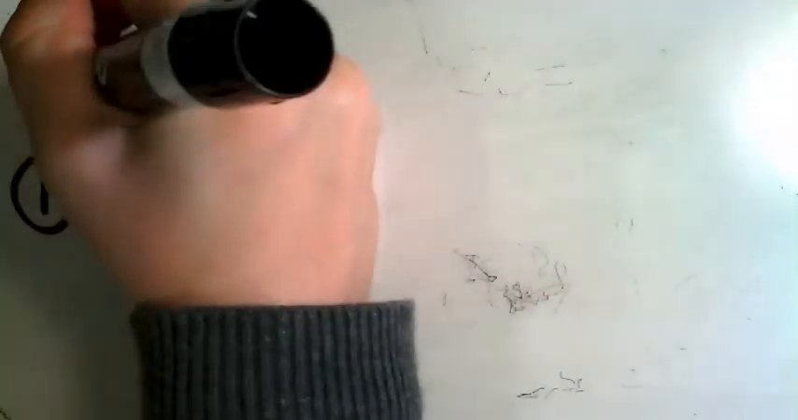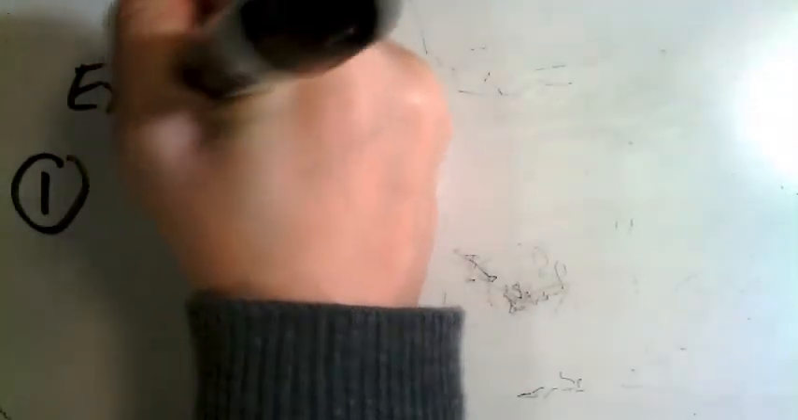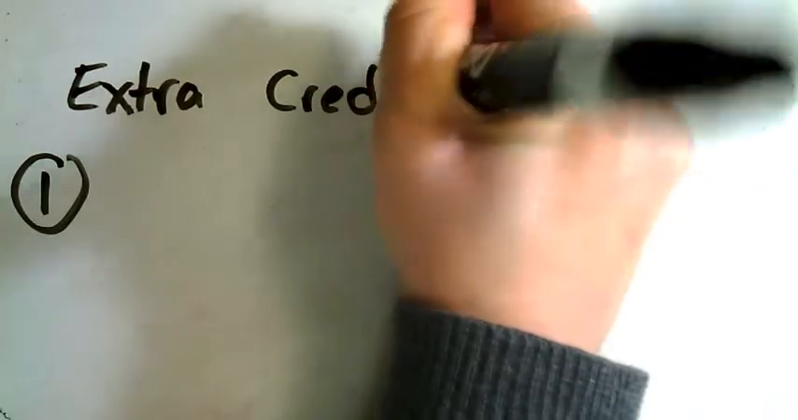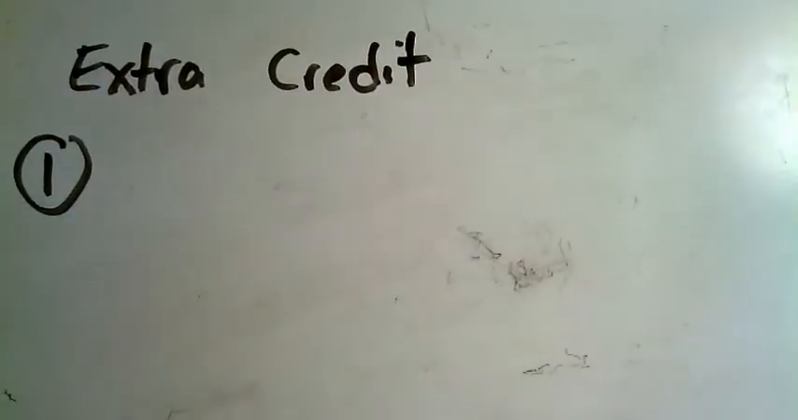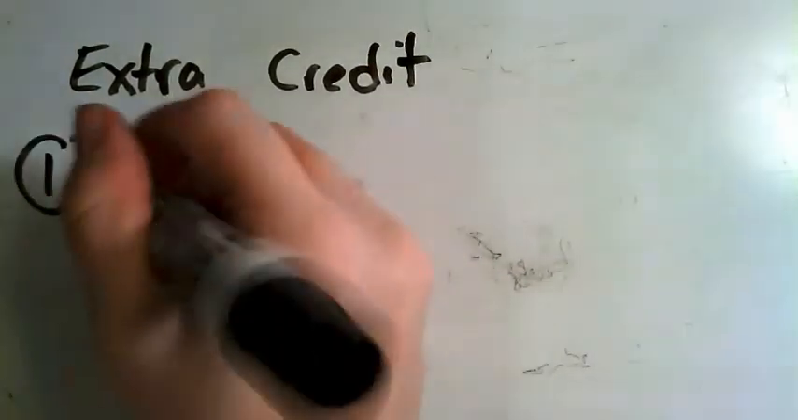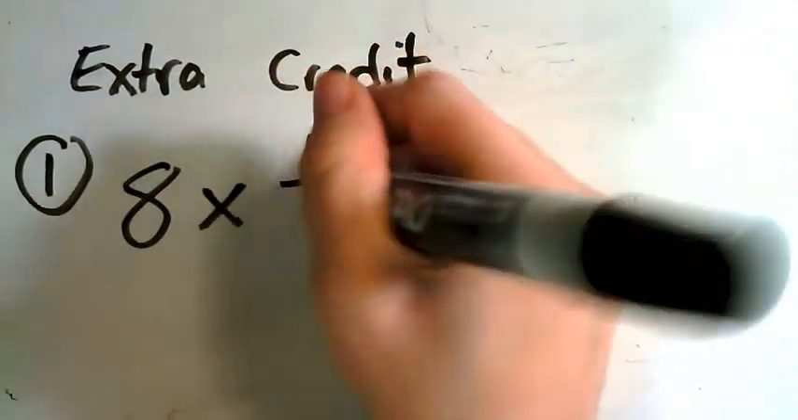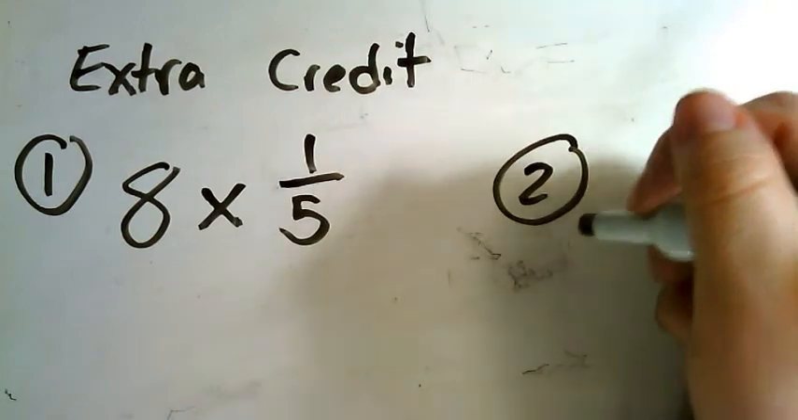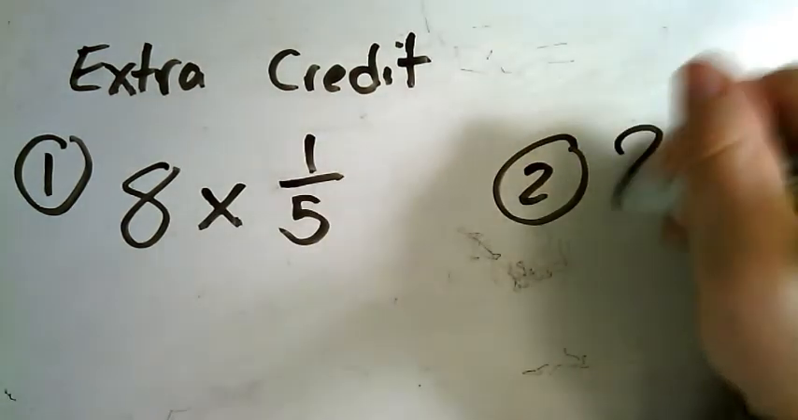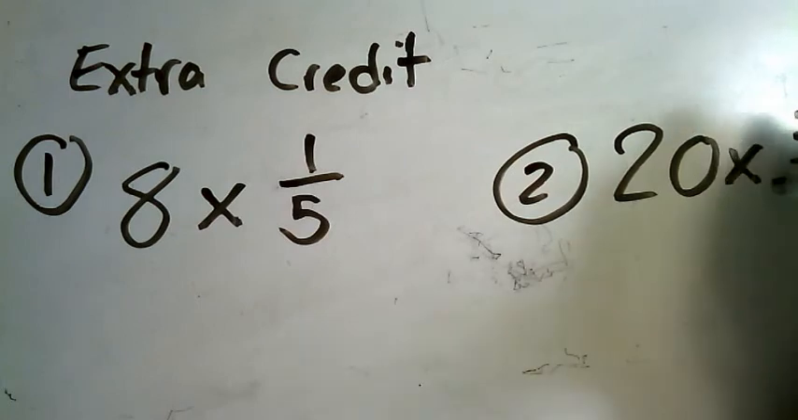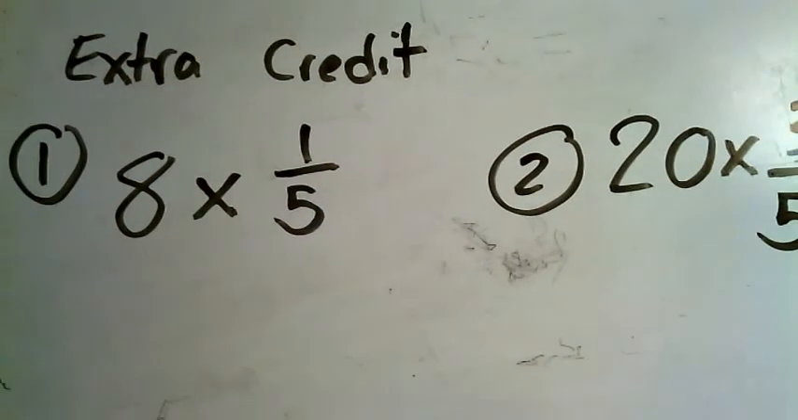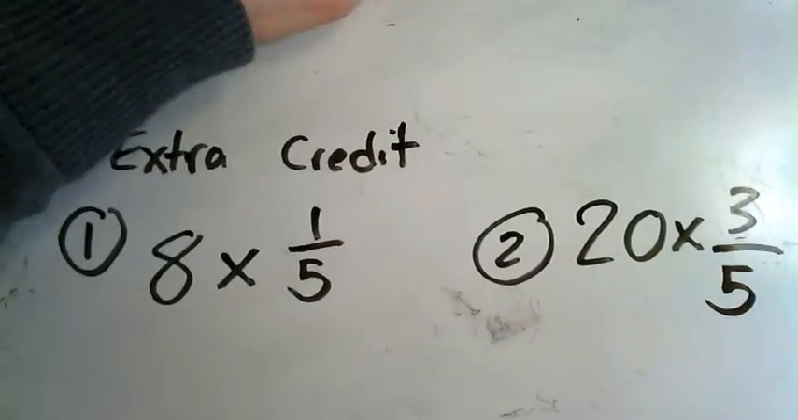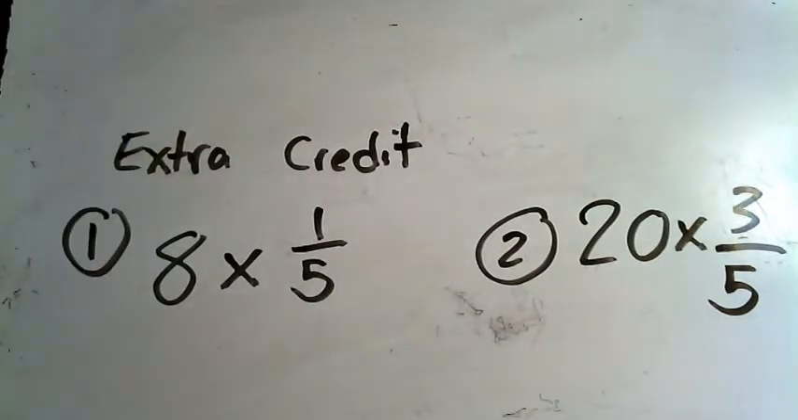All right, so your first extra credit problem is 8 times 1/5. And your second extra credit problem is 20 times 3/5. There you go. So if you will do these 2 problems tonight along with your spiral review homework and bring them in tomorrow, I will give you some extra credit points.